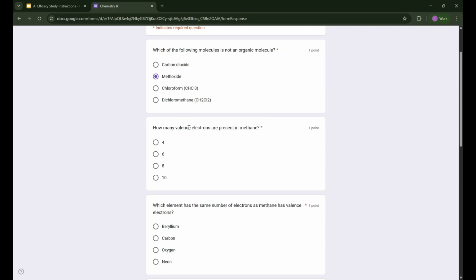How many valence electrons are present in methane? Now, methane is CH4, I believe. Let me try that out. So there's 4 bonds. So that means it's 4 times 2. Those are all of the electrons present that I can think of.